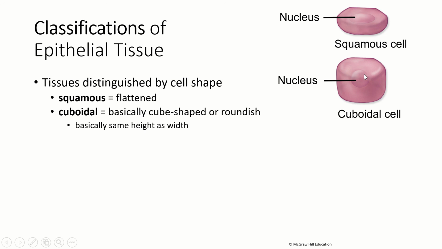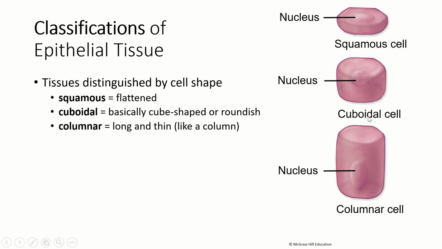squamous cell. If it's kind of cube-shaped or roundish, or the apical and lateral surfaces are about the same size, then it's cuboidal. Oid means kind of. So it's like a cube, but kind of cubey. Not necessarily exactly cubey. And you'll see what I mean in just a minute. I'll show you some examples. And then finally, the last kind is columnar, meaning that it's shaped like a column. So the apical and basal surfaces are narrow compared to the very long lateral surfaces, okay?